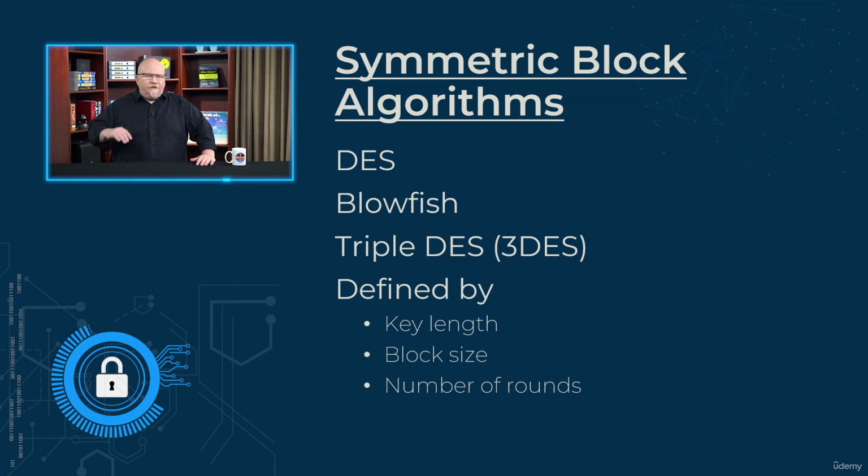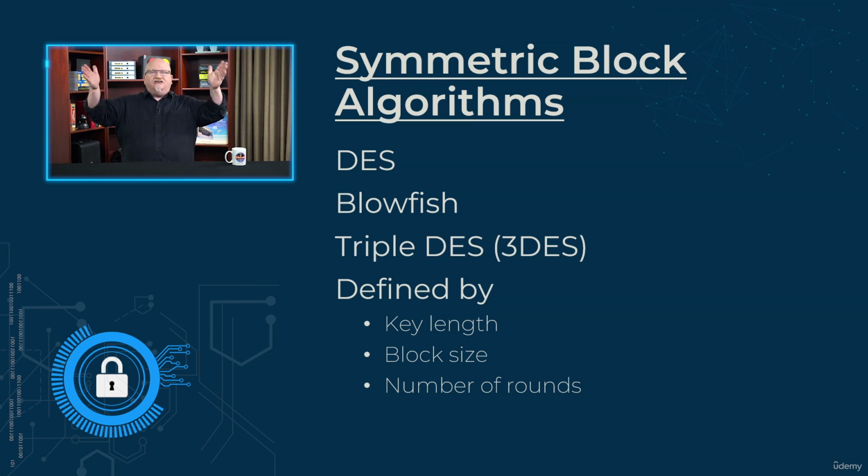So we began to see other types of symmetric block encryptions with names like Blowfish and Triple DES. The thing that I want to talk about here is that when we're talking about symmetric block algorithms, there are certain things that we always keep in mind. Number one is the key length. In general, the longer the key, the harder it is to crack. Number two is the block size.